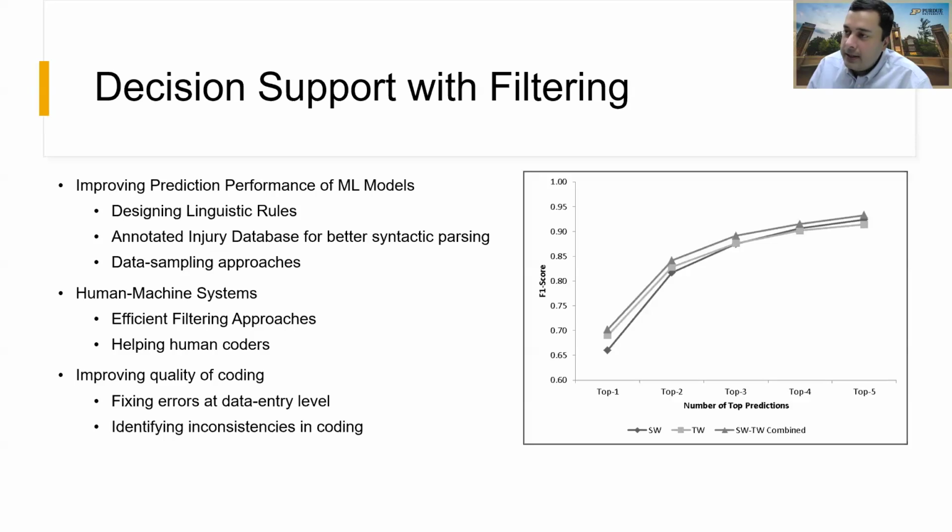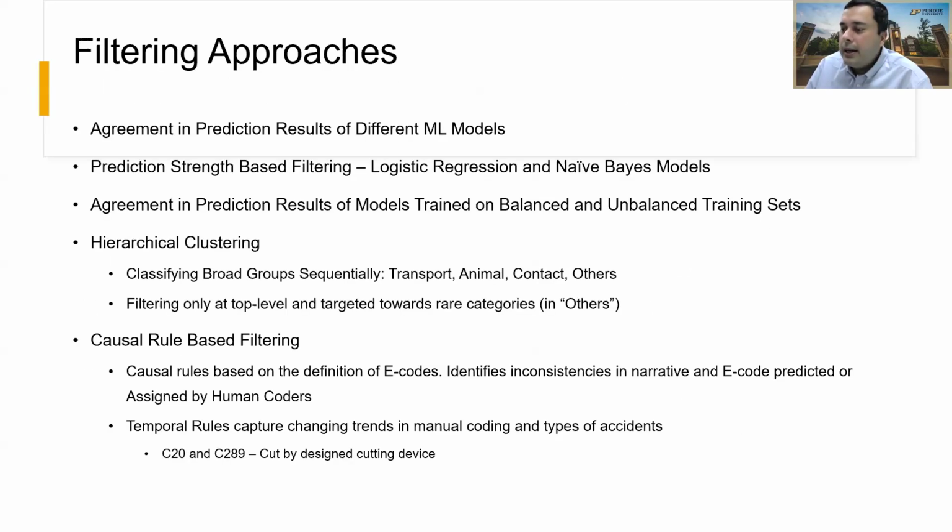as more accurately. Then we looked at different filtering approaches. We talked about agreement and prediction results of different machine learning models. We looked at logistic regression, different naive-based models, and prediction strength-based filtering. So filtering on the posterior probability, since the logistic regression model also provides the likelihood of a prediction, we can put a prediction strength filter on that.